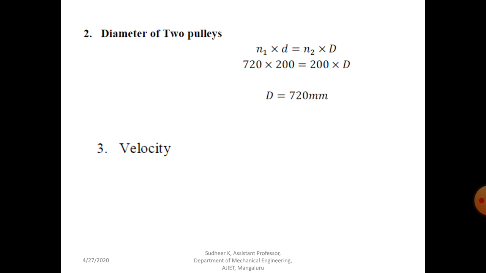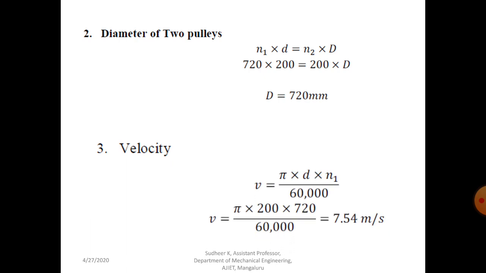Now third step, you need to find out the velocity of the belt. So that can be calculated with the help of the equation V equal to pi into small letter d into N1 divided by 60,000. So the d value is given in the problem, 200, N1 is 720. So that is also given, speed of rotation of the smaller pulley divided by 60,000. So after calculating this expression, you'll get velocity as 7.54 meter per second.